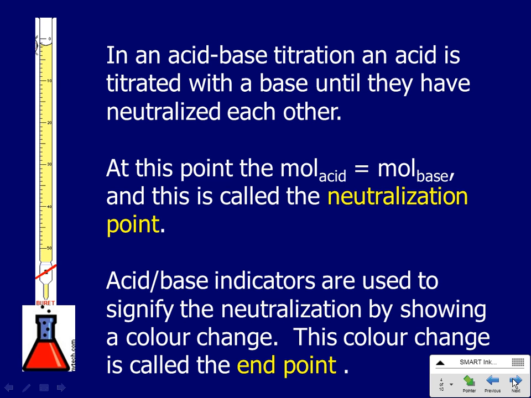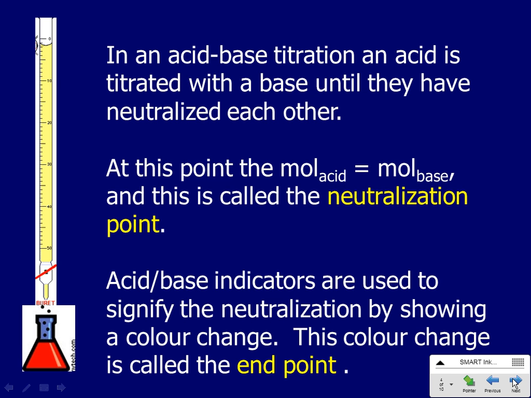When the indicator changes color, in this case, it's going to go from colorless, because we're going to start with an acid in the Erlenmeyer flask, and it turns to that pink color. When the indicator changes color, we call it the end point. And that's when we stop. We stop titrating at the end point.